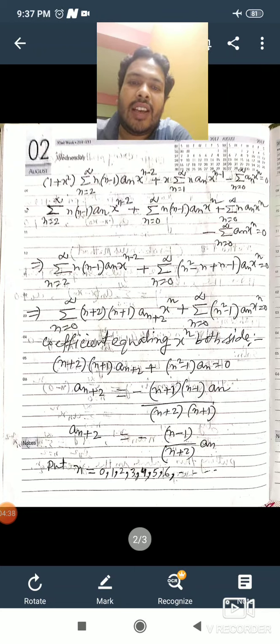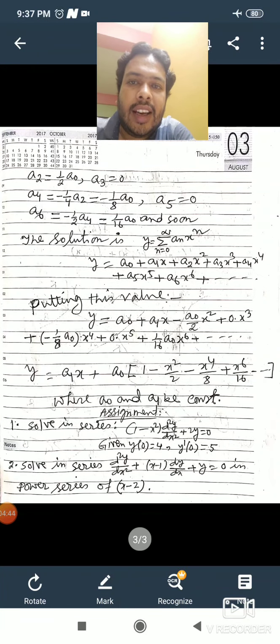Now put n equal to 0, 1, 2, 3, 4, 5, 6 and so on. We get a2 equal to half of a0, a3 equal to 0, a4 equal to minus 1 by 4 a2, so putting the value of a2, minus 1 by 8 a0. Similarly a5 equal to 0, a6 equal to minus half a4, this equals 1 by 16 a0, and so on.